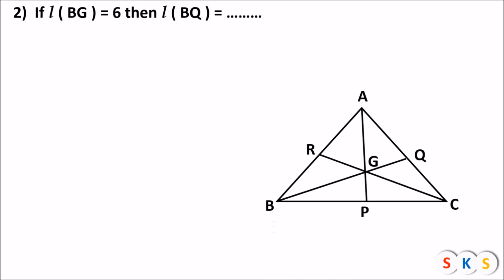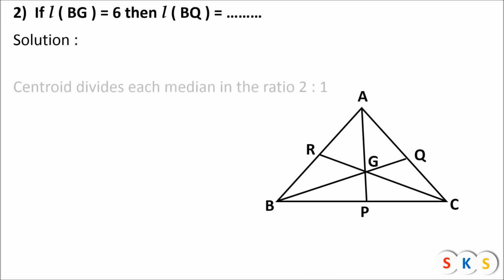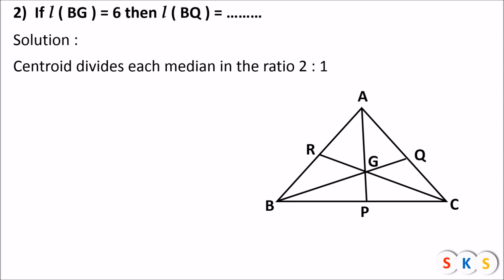Here we have the second one. Let's see the solution of the second question. Centroid divides each median in the ratio 2:1. Look at this figure. BG is the first part of the median BQ, and GQ is the second part of median BQ. The ratio of those two parts is 2:1. It means BG upon GQ is 2:1.